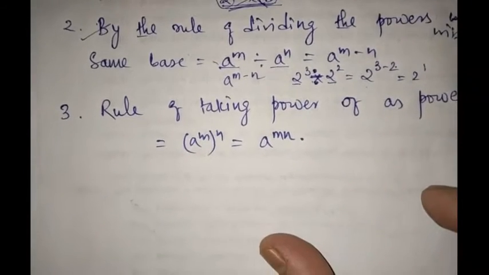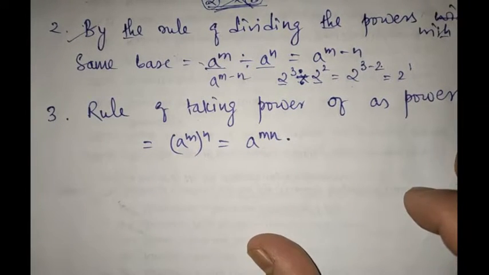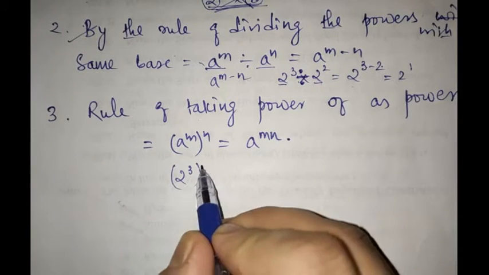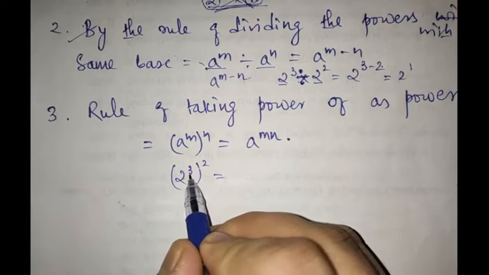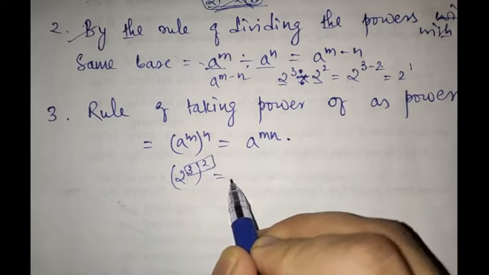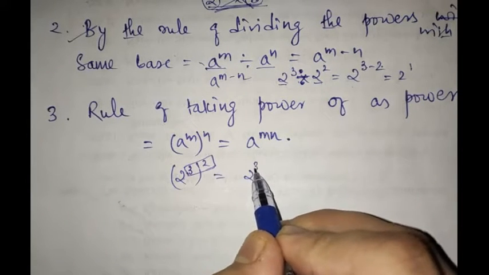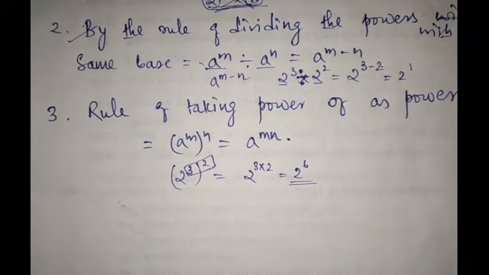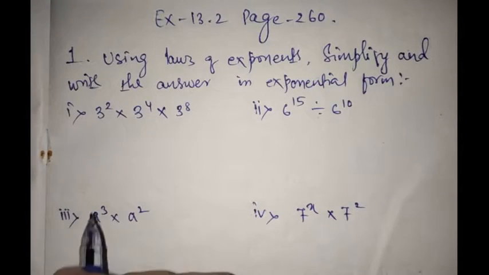Then the rule of taking the power of a power. Sometimes you may have 2 cube, whole to the power 2. Then what you have to do is the exponents will get multiplied. So you can write 3 into 2, that is 2 to the power 6. You may directly write the answer 6 also. Okay, so these are the 3 basic rules using which you have to solve this problem.